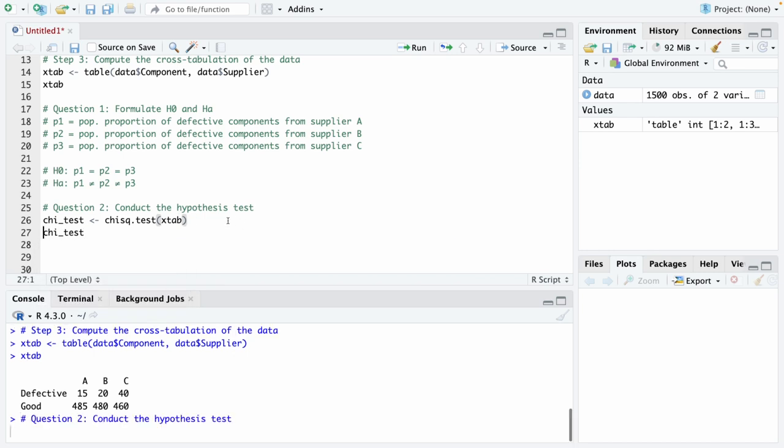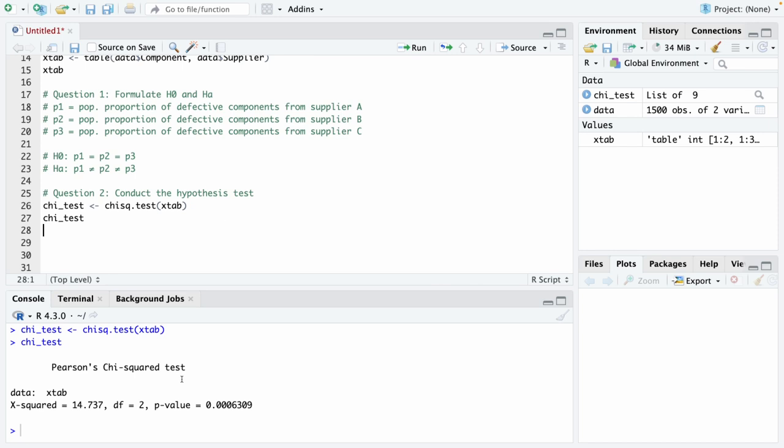So if we run this, boom, we get our result. Everybody's excited. You can see Pearson's chi-square test there. You can see your test statistic, which is 14.74. You can see your degree of freedom, which is 2.